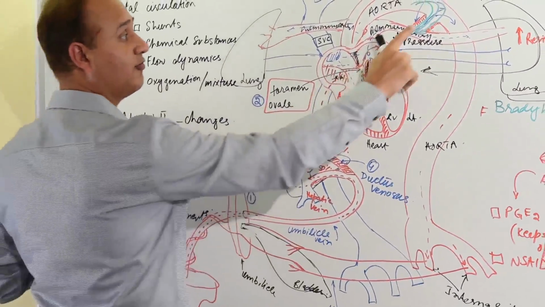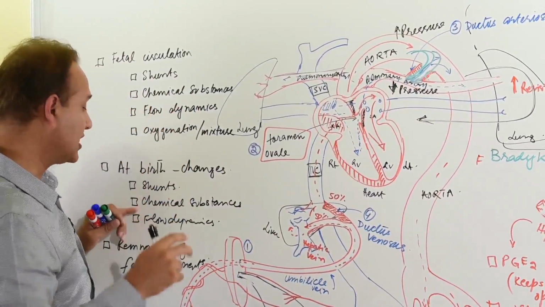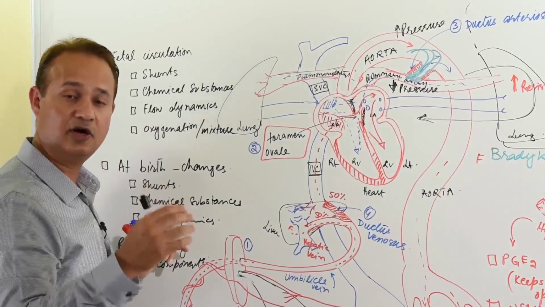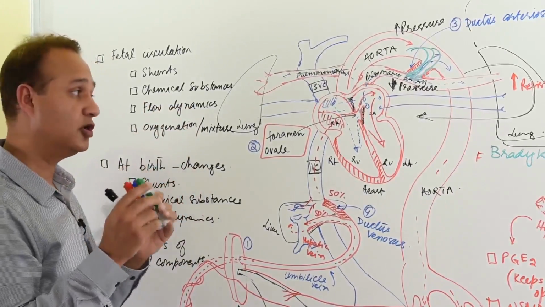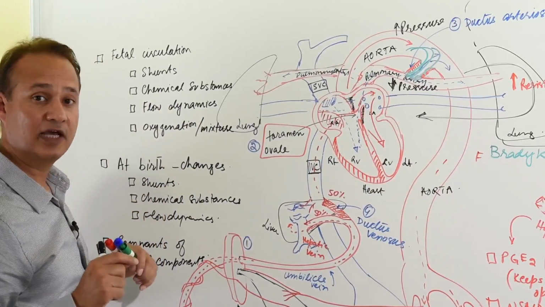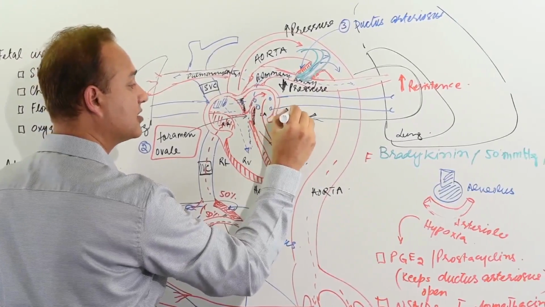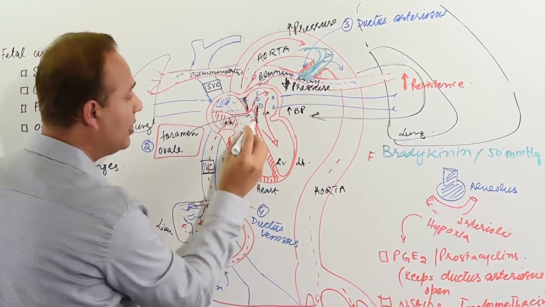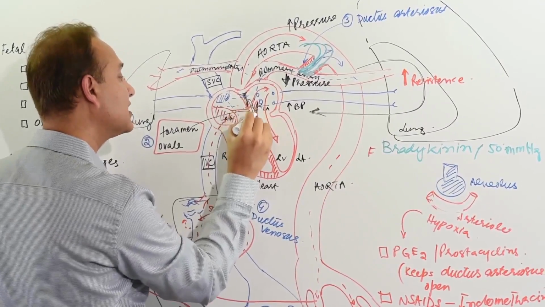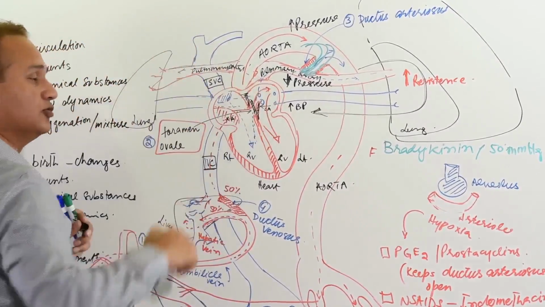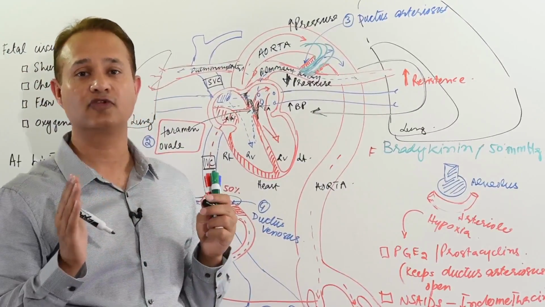So if we're talking about the flow change, number one, the ductus arteriosus shunt became reversed. Number two, the chemical substances: prostaglandins reduced, oxygen increased, and bradykinin is released. All this caused the ductus arteriosus to close. Now, one more flow dynamic: increased pressure on the left side will push the septum primum against the septum secundum and keep it closed. So the foramen ovale has closed and now it is called the fossa ovalis.